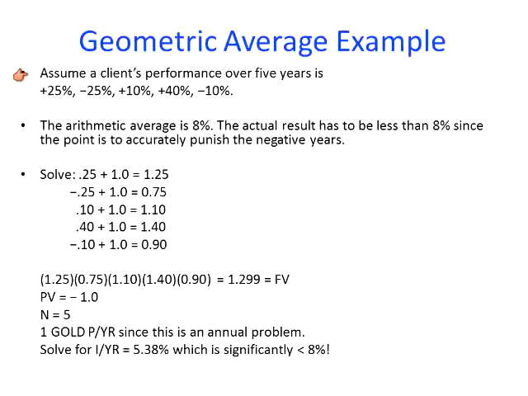And look at the scenario that they presented here. Assume the client's performance over the 5 years is 25, negative 25, 10, 40, and a negative 10. The arithmetic average is 8. Do you agree with them that the arithmetic average is 8?